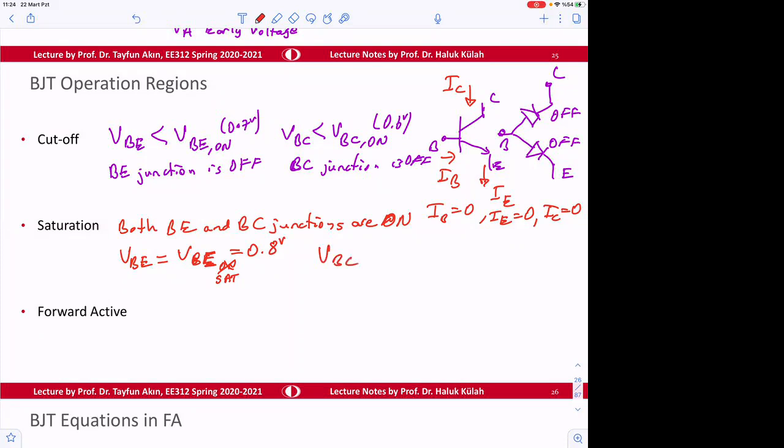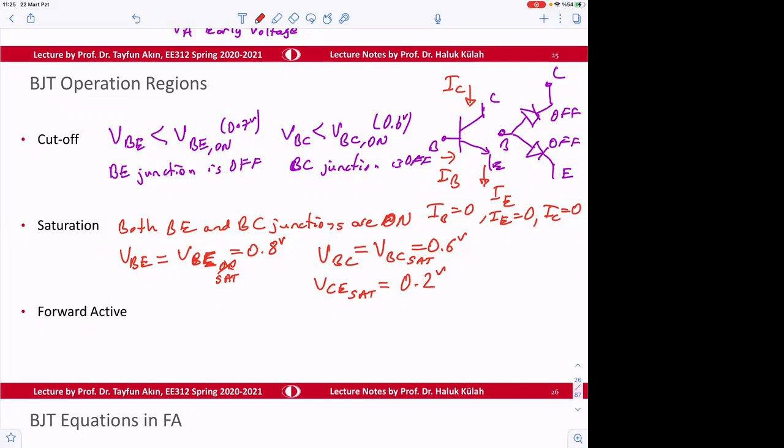VBC voltage is going to be equal to, because it's on, VBC sat, and that voltage, in practice, people measured this and found out that this is it. And if this is the case, then we can look at the collector emitter voltage during the saturation case. From the circuit we can find out this is going to be, in fact, 0.2 volts. We will be finding this later on, also in detail.